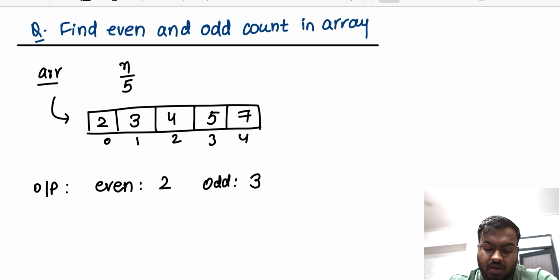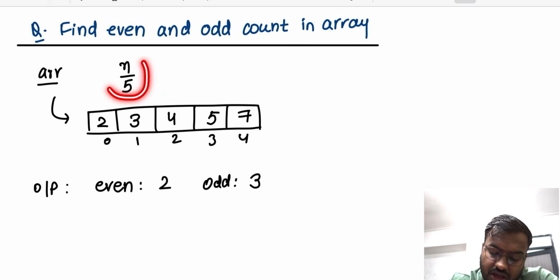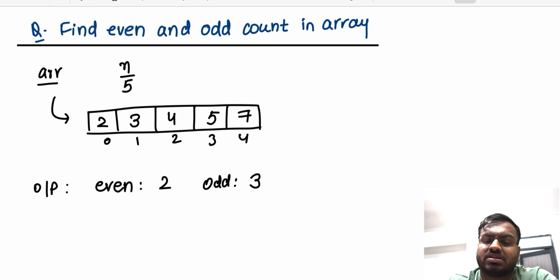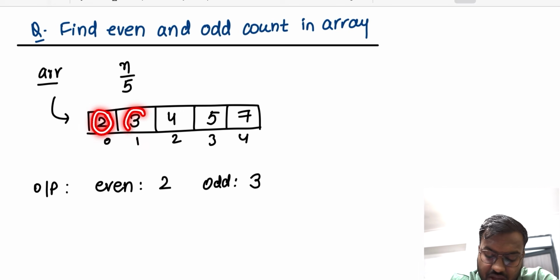So in this problem, you will have to find the count of even numbers and the count of odd numbers in this particular array. Means you will be given an array of size n, and in this array you will have to count how many even numbers and how many odd numbers there are. For example, in this case 2 is an even number, 3 is an odd number, 4 is an even number, 5 is an odd number, 7 is an odd number.